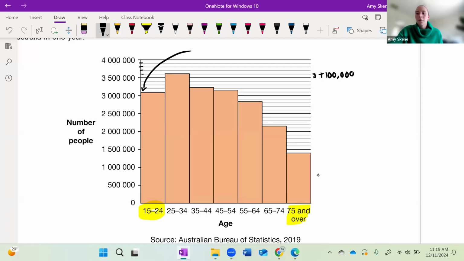So in terms of the 15 to 24 age group, I have got 3,100,000 people. Now I'm going to compare the same for my 75 and over. I can see that I've only got one line left underneath 1,500,000. So it must be 100,000 lower than that number, which is 1,400,000.